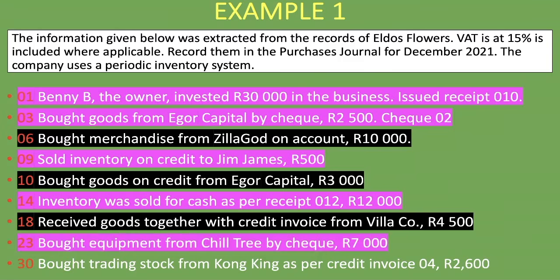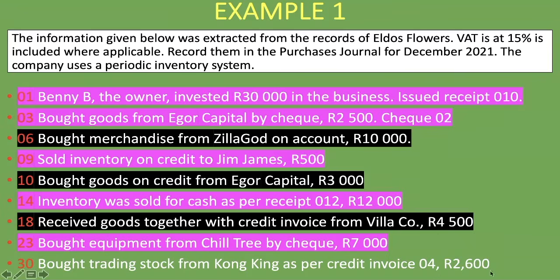And then the last one is on the 30th. We bought trading stock from Conking as per credit invoice 04, 2,600 rand. Does this go into the purchases journal? Yes, it does, because we're told that it's as per the credit invoice. That means we bought it on credit and we're buying trading stock. So it happened on the 30th, and this time we're given the credit invoice number, which is 04. That is our document number. So we included this one here just to show you what it looks like when you're given the document number.